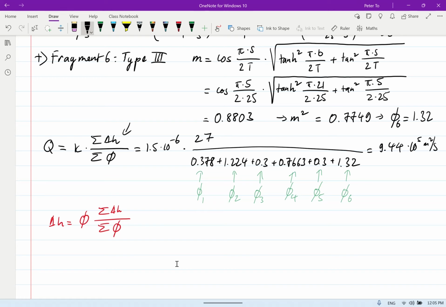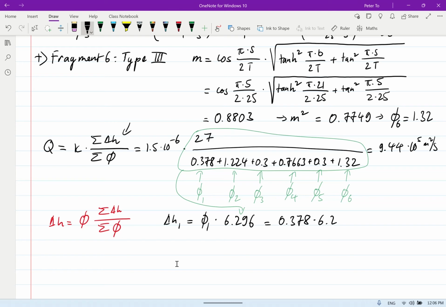So for fragment 1, I have my delta H1, the head loss in this one, equal to phi 1 times the sum of delta H over the sum of phi. And this is a constant, so I can do it for all of the others. My sum of delta H over the sum of phi is 6.296. This value will be this one. So from here, delta H1 is equal to 0.378 times 6.296, and this one should be 2.38 meter.